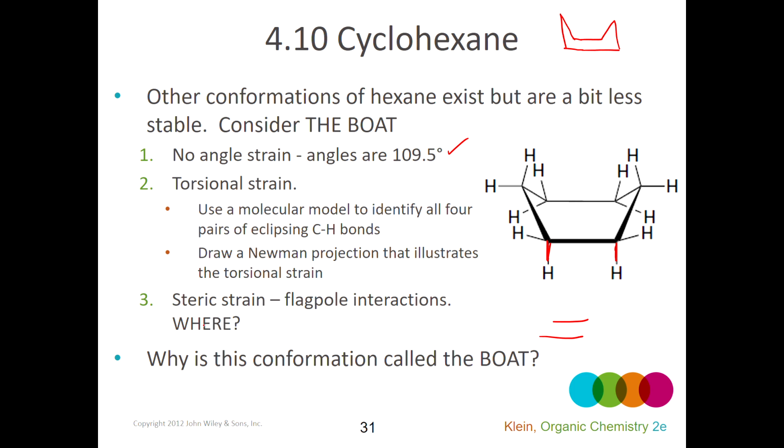We can also see the flagpole interaction. So this hydrogen right here, you can't really see it in the picture here on the slide, but these two hydrogens are actually pretty close together, and their electron clouds repelling makes it relatively unstable there. That's especially clear if you see the model. So make a model of that, mess around with that, and bring it to class and to lab, and I can help you understand why the chair is much more stable than the boat here.